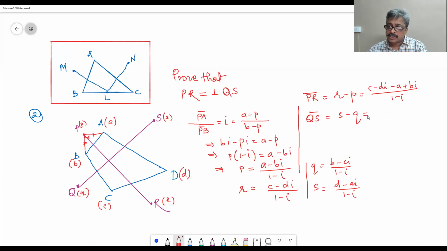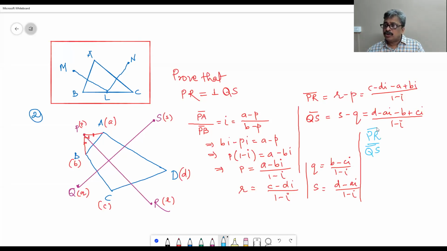Okay. S is D minus AI and Q is minus B plus CI divided by 1 minus I. And therefore, we have to take the ratio of PR upon QS. So if we take the ratio of PR upon QS, that means we want to rotate QS to make PR.